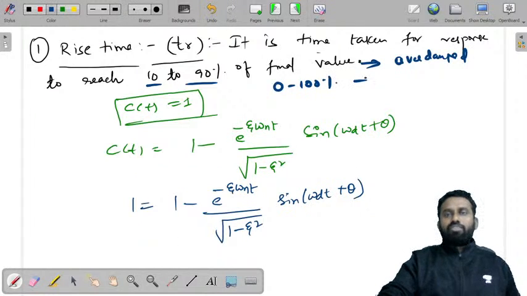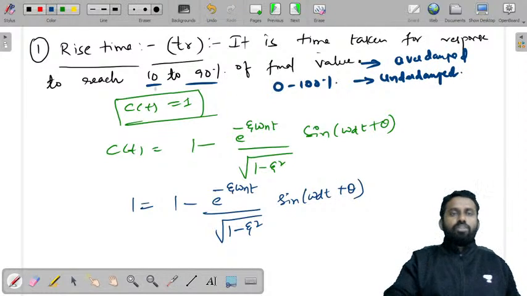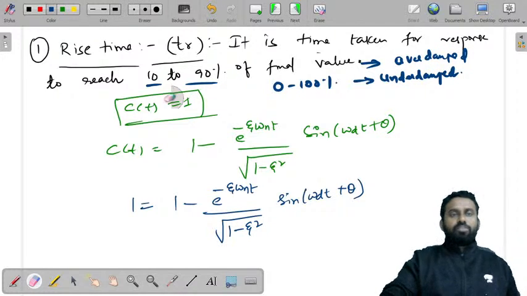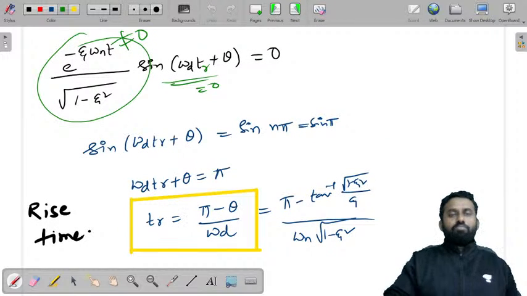For an underdamped case, these are the different definitions. Because we are speaking of an underdamped system, you can also write 0 to 100%, or 10 to 90%. So you just have to make this part equal to 1. So C of t is 1. Just simplify this, and you'll get tr as pi minus theta by omega d.